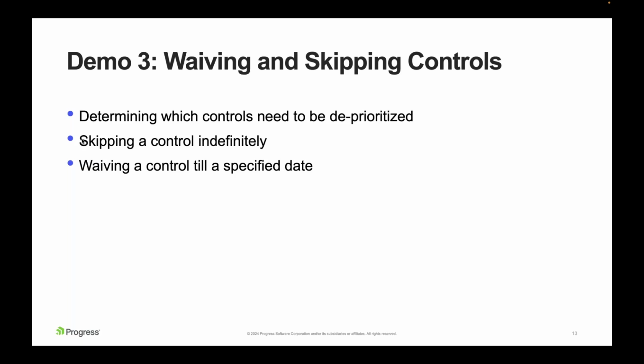What you can choose to do is skip the control indefinitely. This way it doesn't show up as a failed control, rather it shows up as a skipped control because you are aware that this is a control that would have failed if you ran it. In the same example, let's say after some time you actually choose to upgrade your OS. Now you want it to run. What you should have done is waive a control till a specific date. We'll look into how you can do both of them.